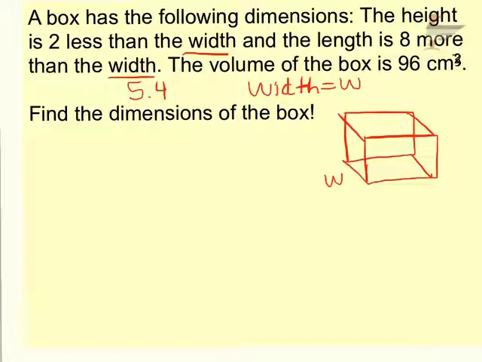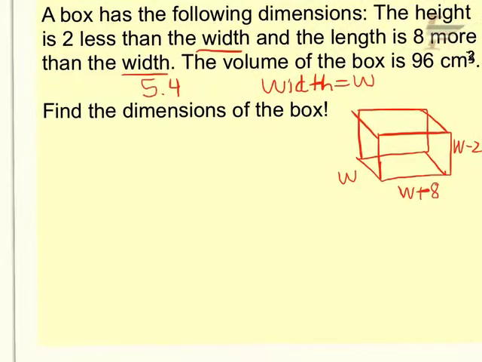And if the width is W, then I know the height is 2 less than the width. So that's going to be width minus 2. And I know that the length is 8 more than the width. So that's going to be width plus 8. All right, then we know the volume is 96 cubic centimeters.